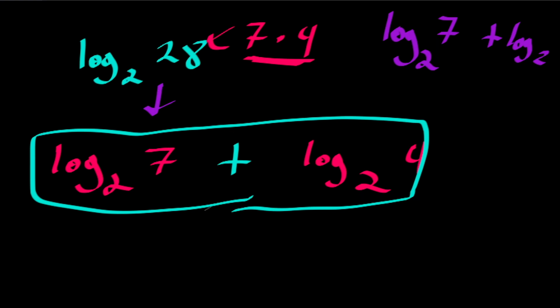You can see that condensing and expanding are essentially the same process, except one is breaking down and the other is condensing. Condensing makes one single logarithm, and expanding makes more logarithms. So let's do another one, and we'll condense and expand at the same time.